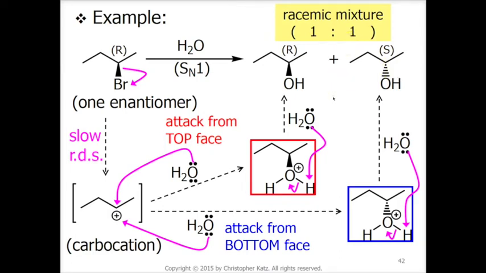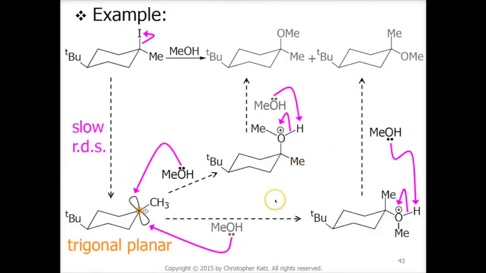So if this was a situation where you had a much stronger nucleophile, if this was a hydroxyl, for example, you would go from the R bromobutane to the S butanol. But in this case here, you don't. You have the SN1. The SN1 gives you a one-to-one mixture of the racemates, of the R and the S. So here's yet another example of this.